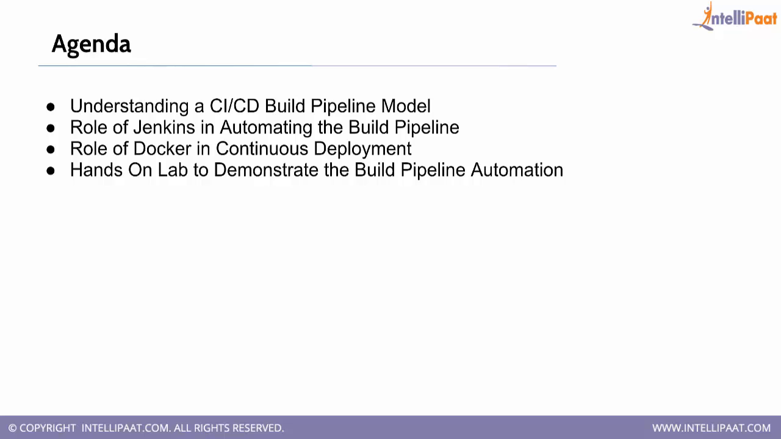And once we are done with that, we will understand the role of a tool called Jenkins, which helps us to automate the pipeline, which we will discuss in point number 1. And then we move on to understand another tool called Docker and how it will help us in the deployment. And finally, we'll do a hands-on lab to demonstrate the entire pipeline automation.